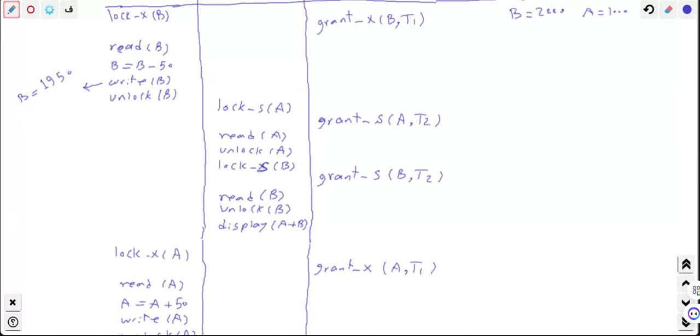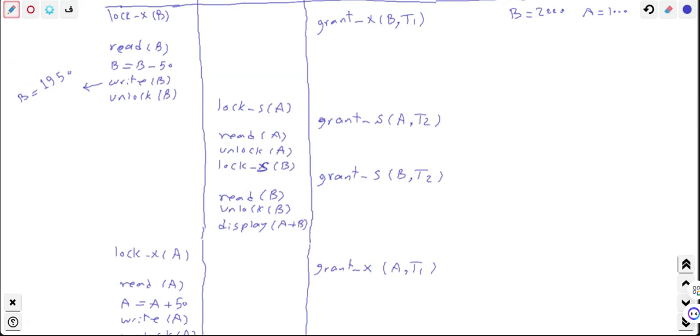Okay. T1 sends an X lock request on B, okay? And concurrency control manager checks, and there is no problem, so it grants this request for T1. Then T1 can continue and read B, modify B, write B, and release the lock.